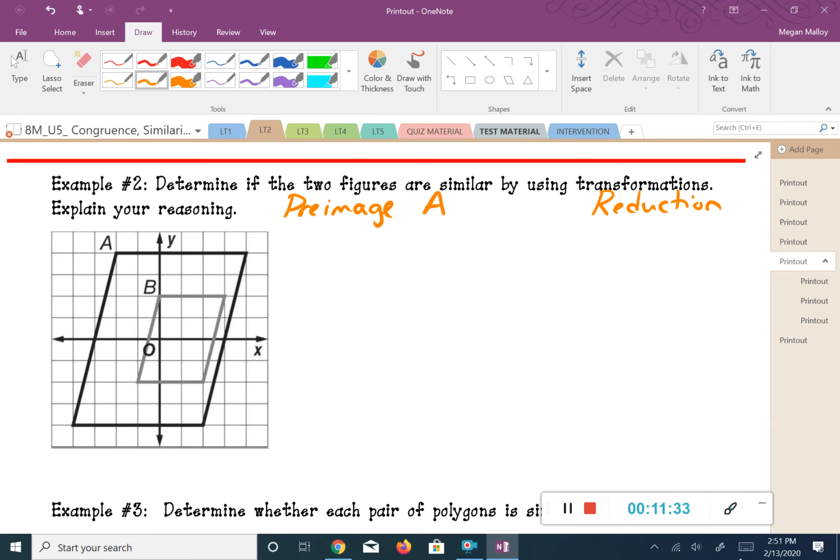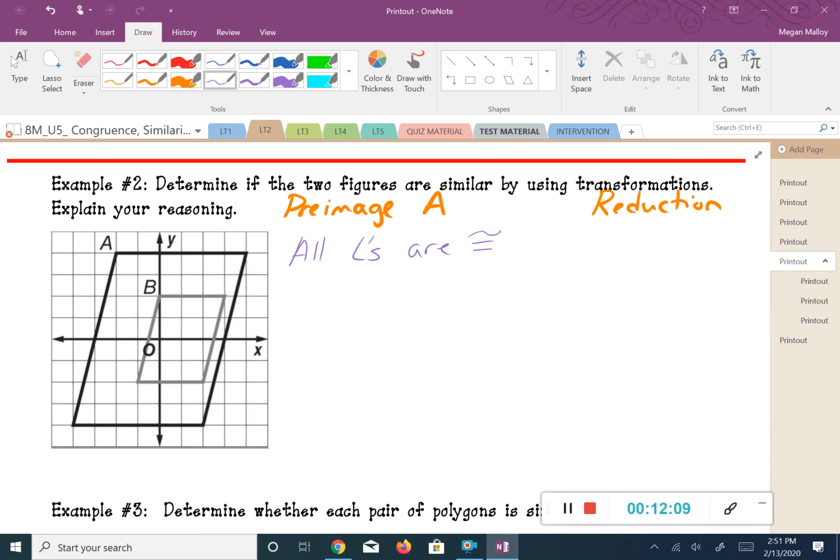So looking at my parallelogram here, I can see, and we can even use patty paper to trace our angles, and we can see that all angles are congruent. I guess we don't have separate names for them. So all the angles are congruent, which is the first criteria moving towards seeing if these figures are similar. The next criteria, again, is seeing if the sides are proportional.